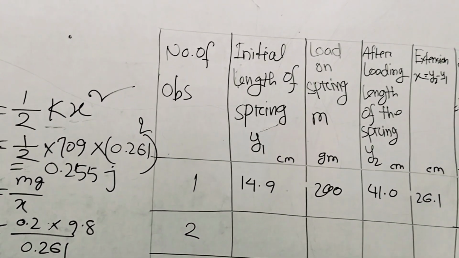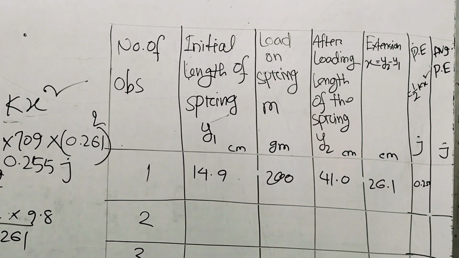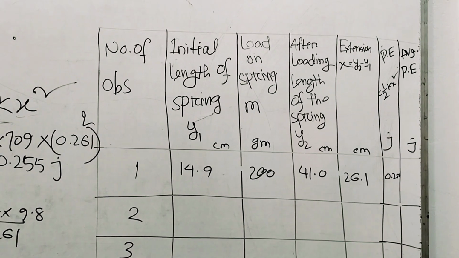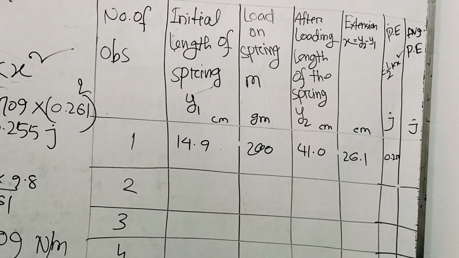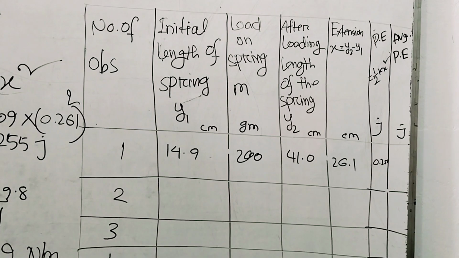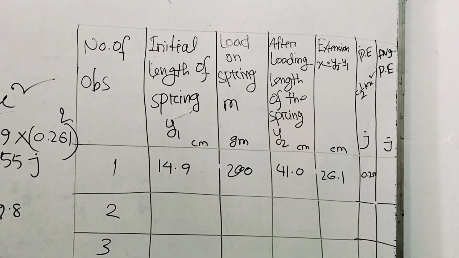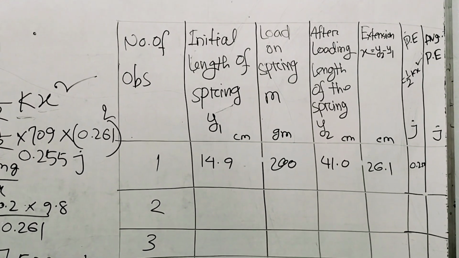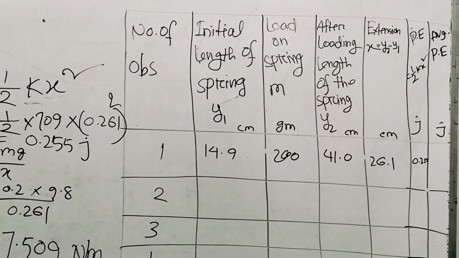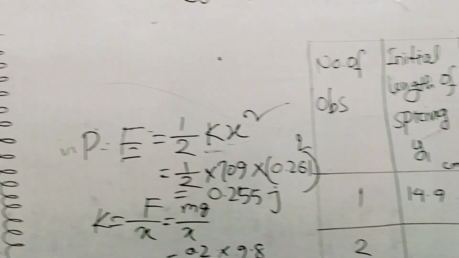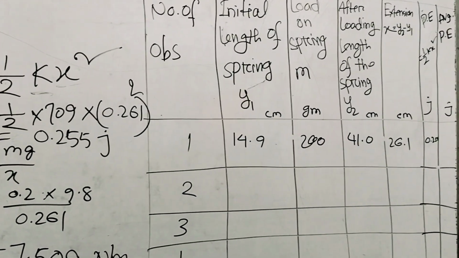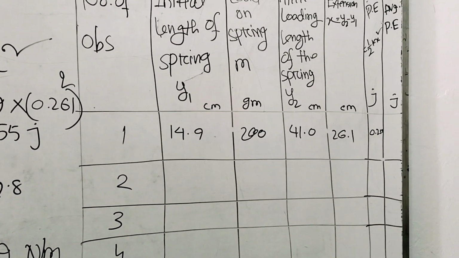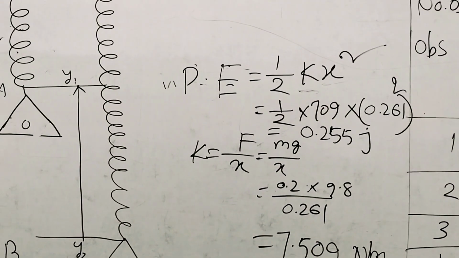So here at first we need to take the initial length of the spring, that is y1, and the load on the spring. Then after adding load, the changed length is y2. So if we subtract y2 minus y1, then we get the extension, then potential energy, then average potential energy. So if we put the values, this value is given here: initial length of the spring, then final length of the spring, then extension.